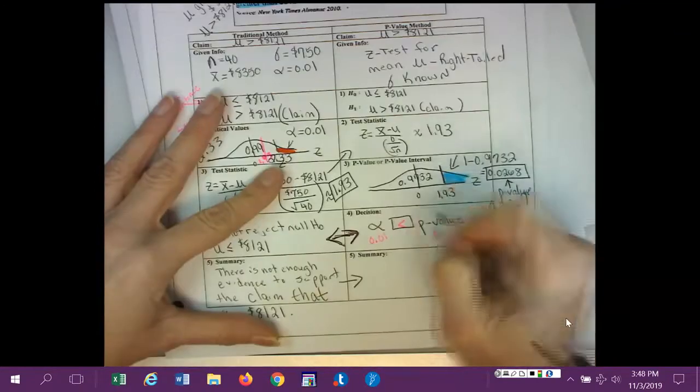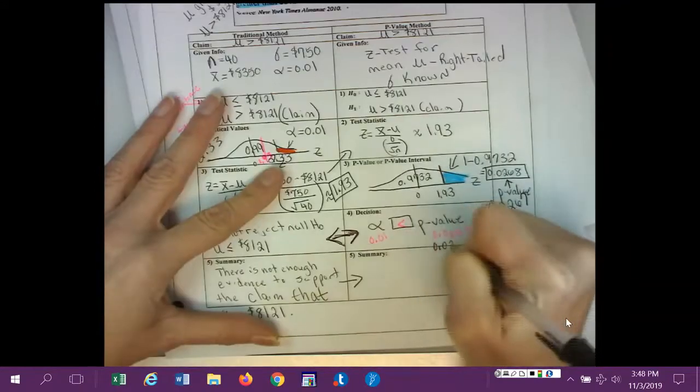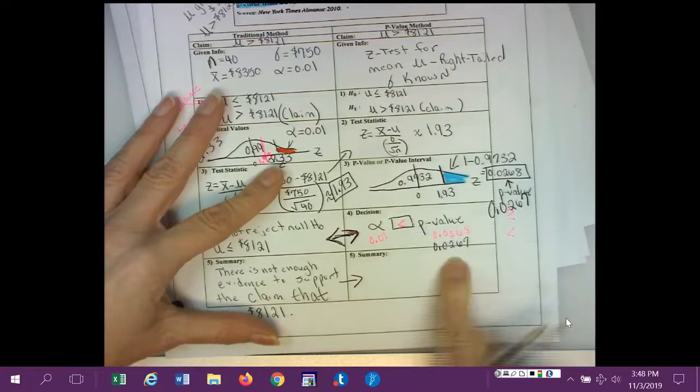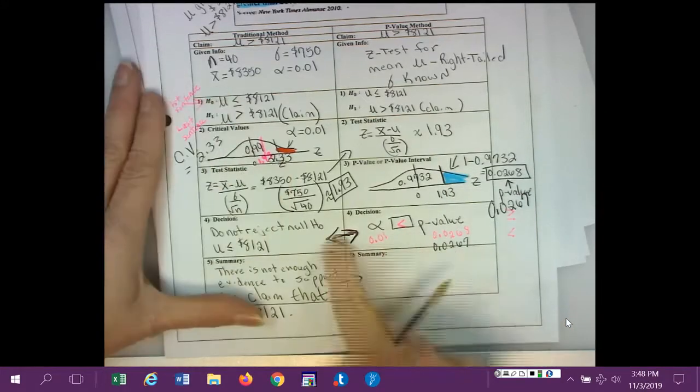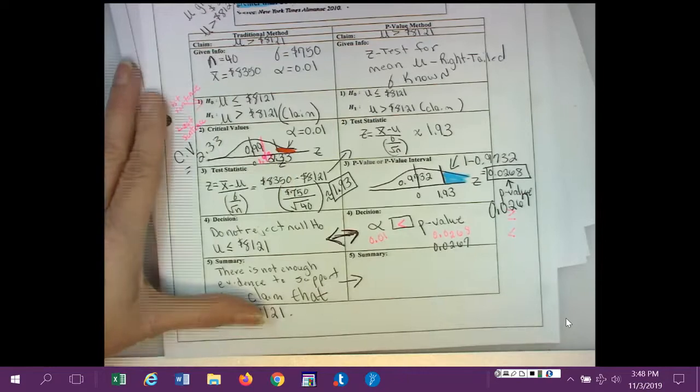Regardless of which one you use, calculator or the by-hand p-value, when you compare, alpha is still smaller, so do not reject the null. So that is problem number 1. Let's go on to the second problem. That was a right-tailed z-test.